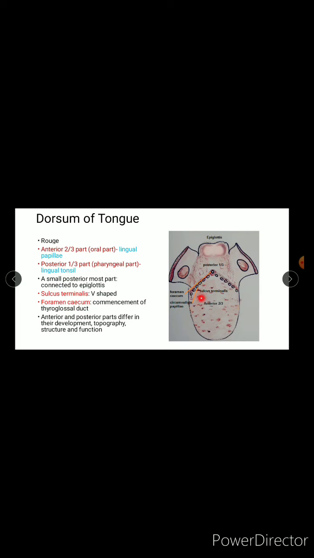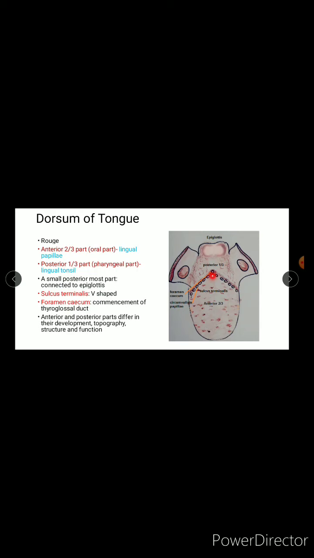Now this anterior 2/3 and posterior 1/3 part is demarcated by the V-shaped sulcus. This sulcus is known as the sulcus terminalis. Two limbs of the V-shaped sulcus terminalis meet in the midline, where you can see the foramen cecum, that is the commencement of the thyroglossal duct. Thyroglossal duct forms the thyroid gland.